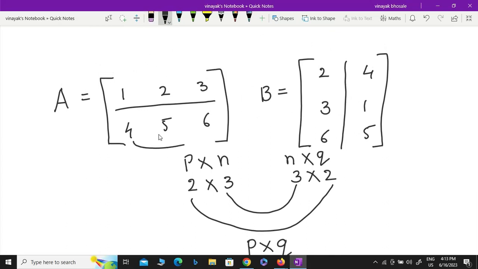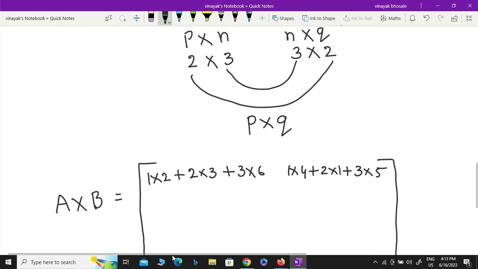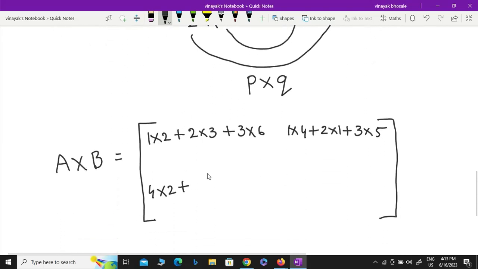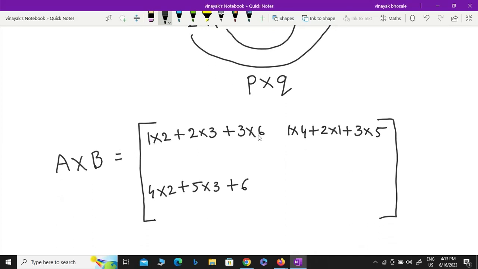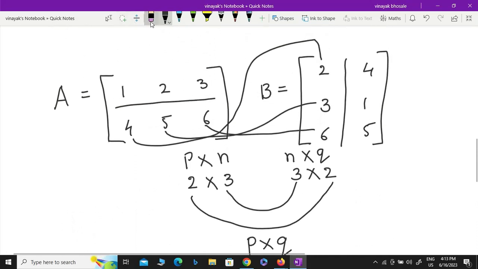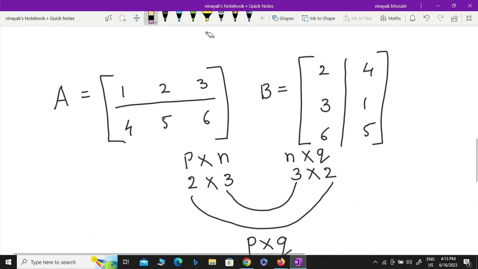Let's multiply this 4 with 2, 5 with 3, and 6 with 6. So we'll multiply 4 with 2, we'll multiply 5 with 3 plus, I think it's 6 with 6. Okay, now let's quickly erase these lines.